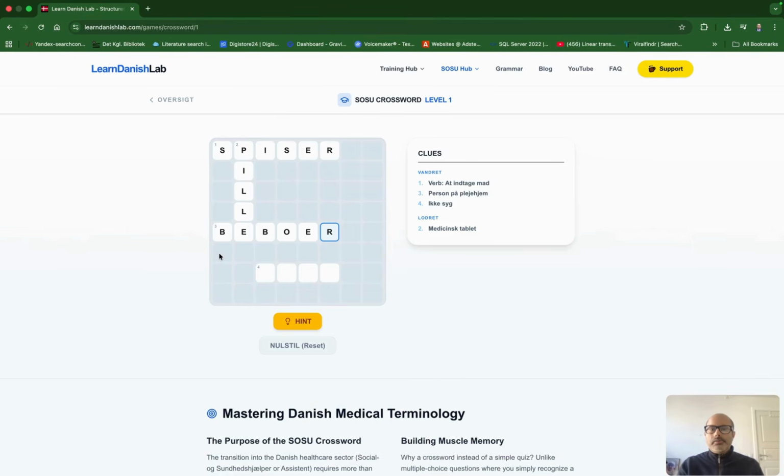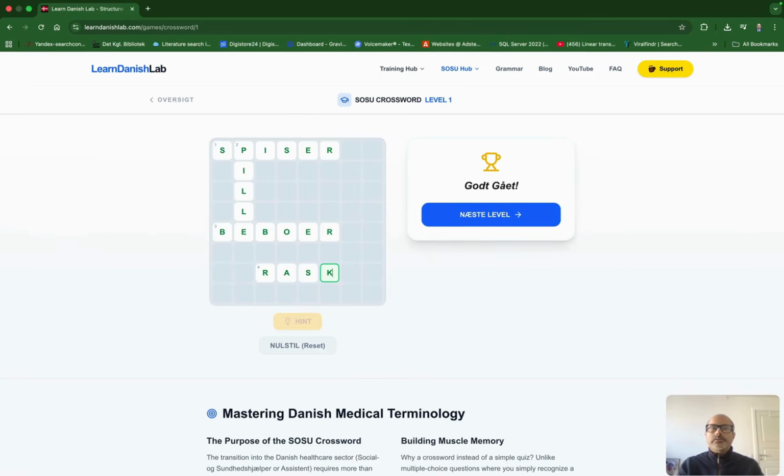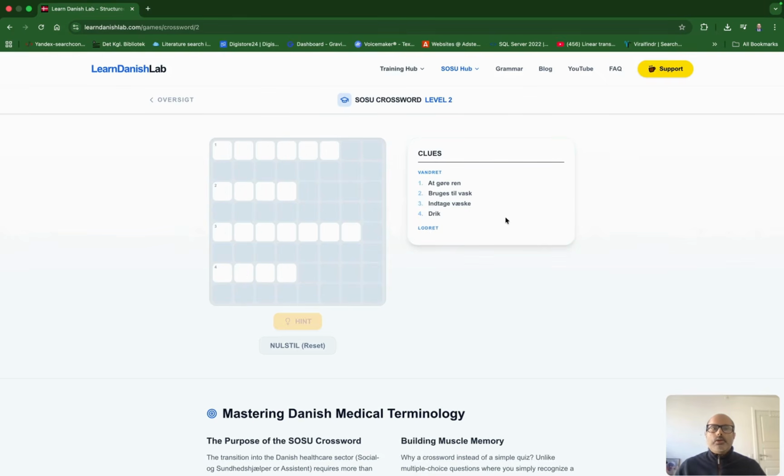Then number four, what we have, it's ikke syg. That means he's not sick anymore. For example, he's healthy. It's okay now. Then this is rask. You got the idea, right? And let's navigate to another level, and it is one step up. So I will show the other options also here.